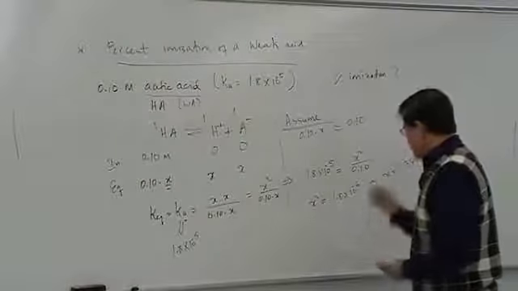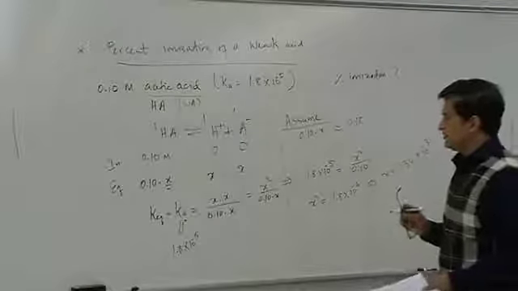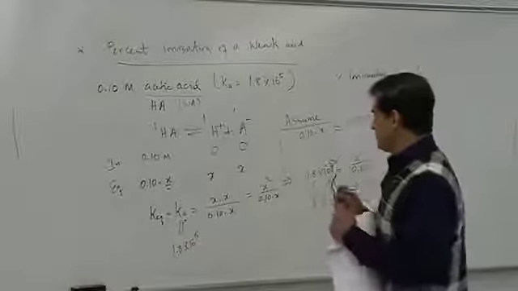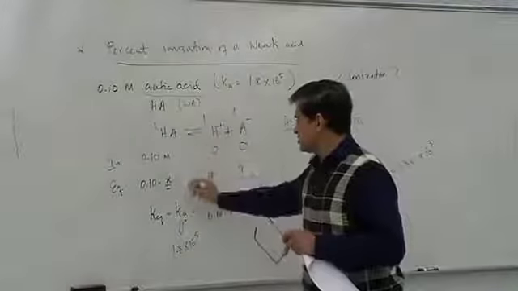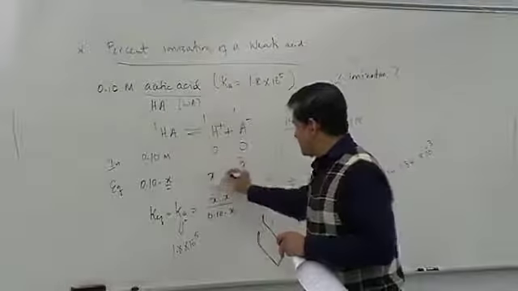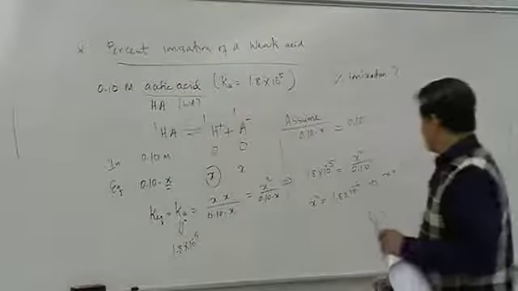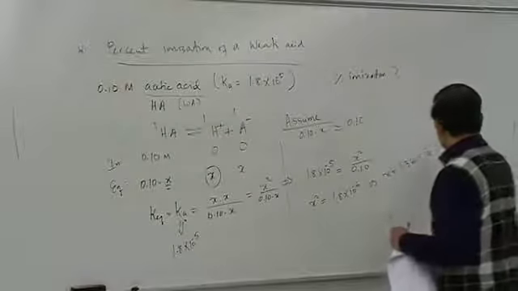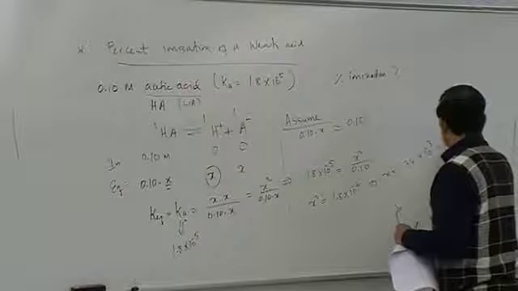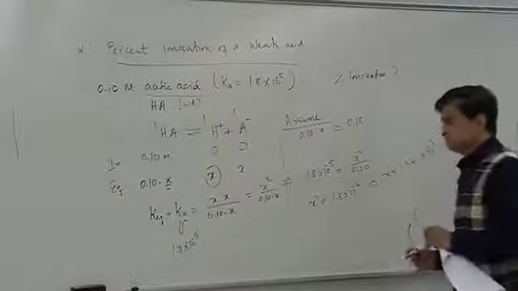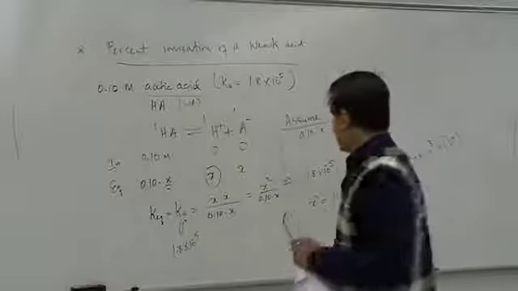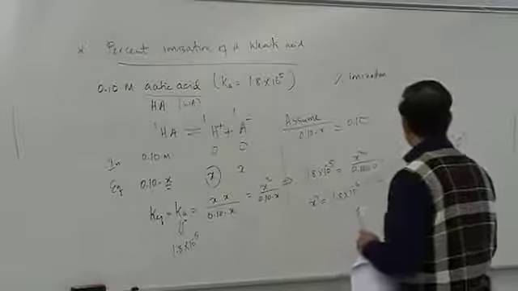And the question is, what is that X value? What does it stand for? This is the amount of HA that broke down. That's also the amount of H plus that we got, and that's what we're interested in. So that's the H plus concentration at equilibrium. So the question is, how do I get percent ionization? Let's do that problem now.